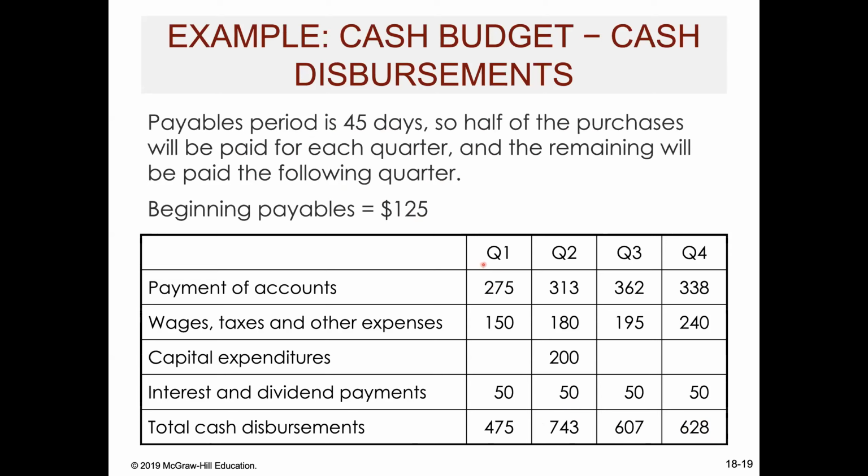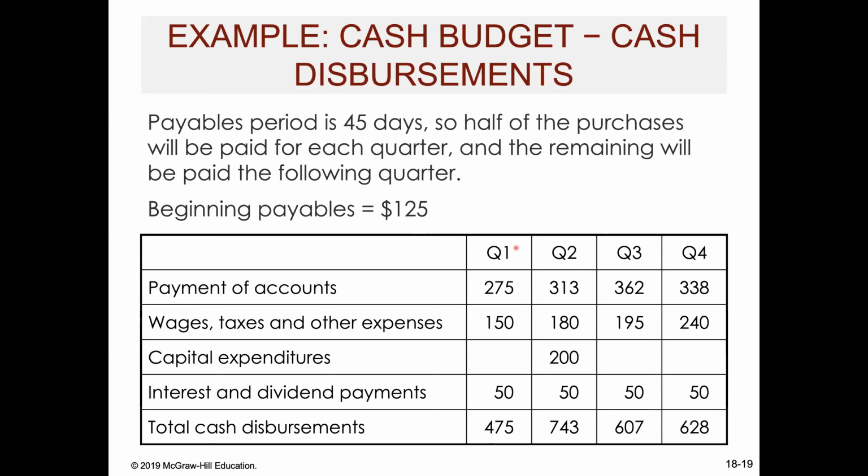You'll remember sales in our second quarter were 600. So 50% of that will be purchased during Q1. And our payable period is 45 days. So only half of the purchases will be paid for each quarter. So the 300 million that we are buying in preparation for sales in Q2, we're only going to pay half of that during this quarter. So half of 300 would be 150 million. So 150 plus 125 gives us 275.